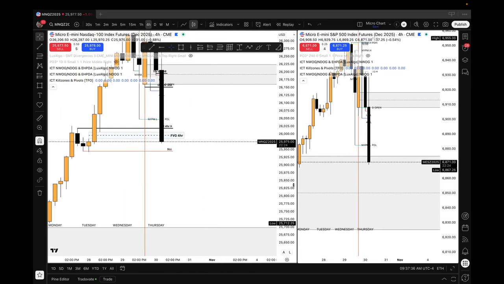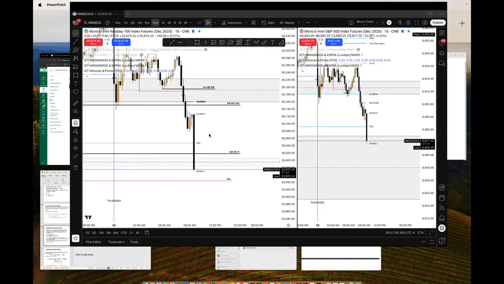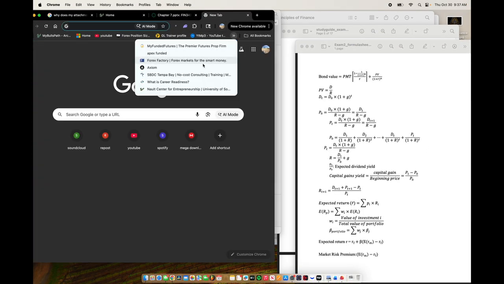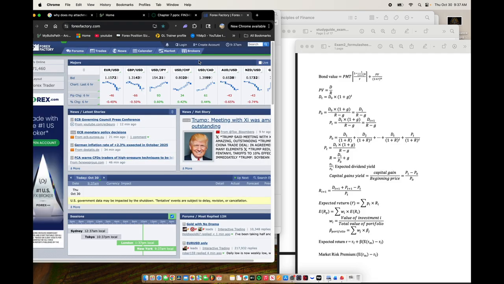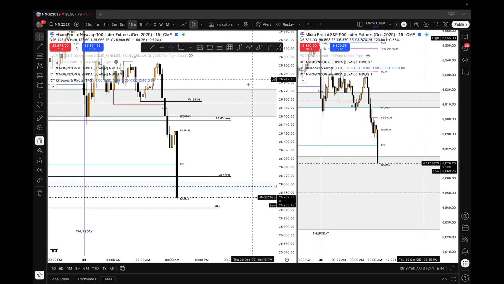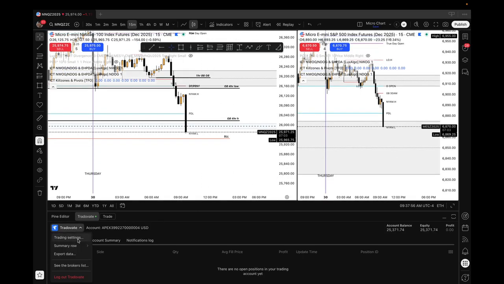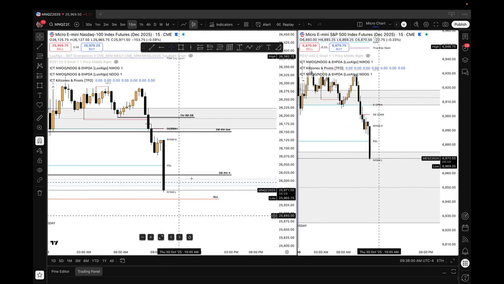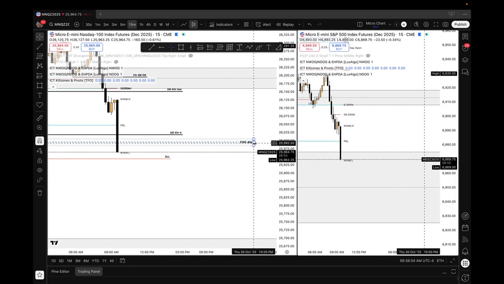It looks like we're pushing down towards sell side. I don't know if there's any news today. I'm gonna check right now. There's no news today. So I don't know. There's different kind of levels we could tap in through.